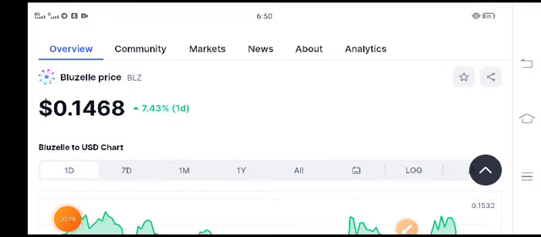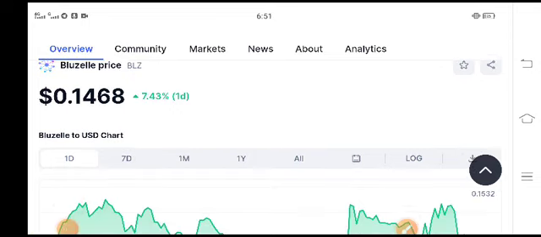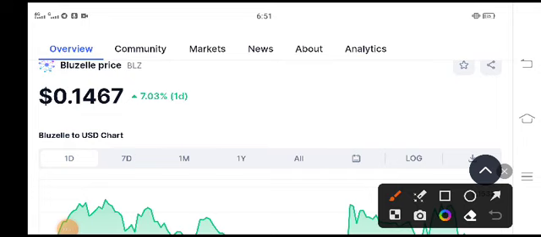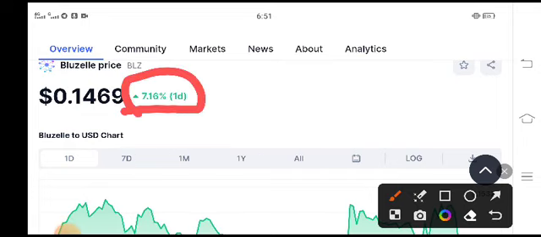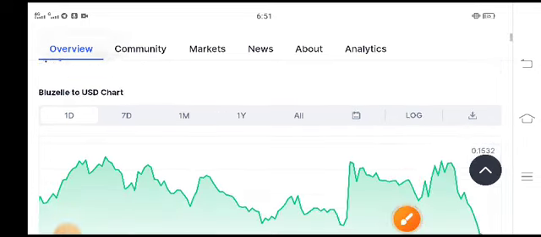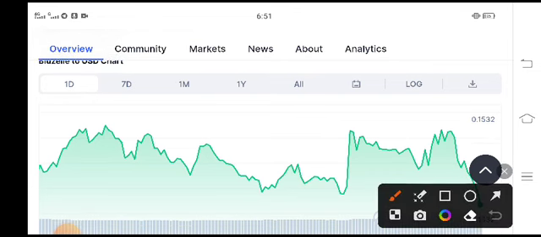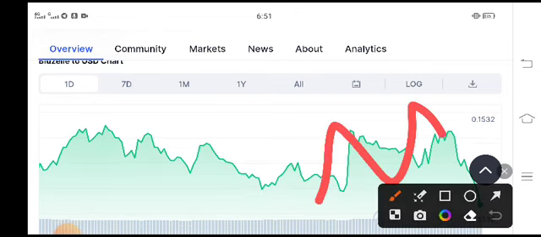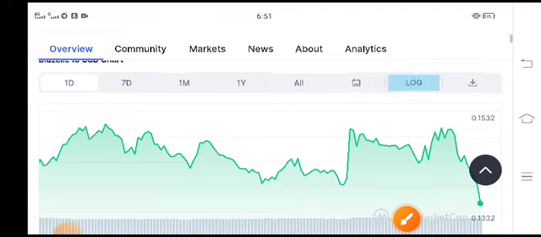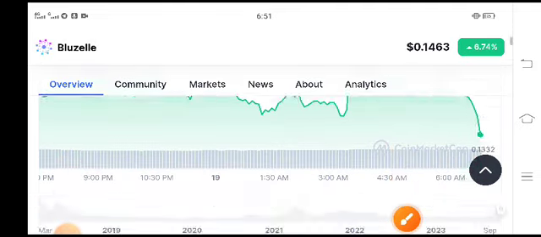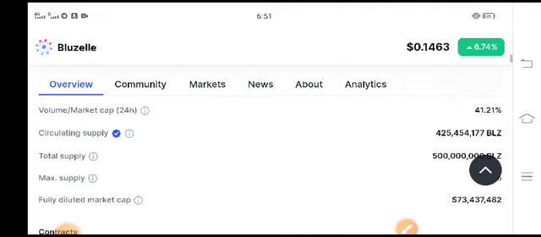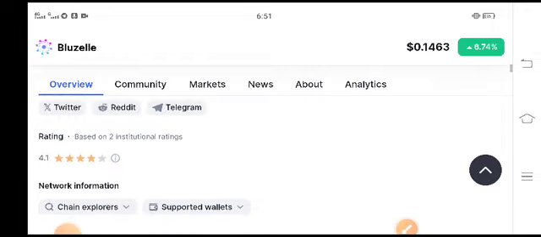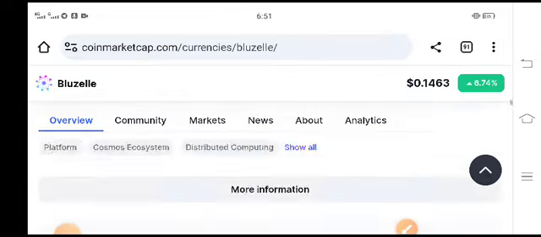Bluzelle BLZ coin is up 7.43% in the last 24 hours. It is the latest update, and you can see there is a good movement in BLZ coin. The price pumped and dumped, but currently, if you look at the price chart, it's the best opportunity for buying BLZ coin. Best time for buying BLZ coin.